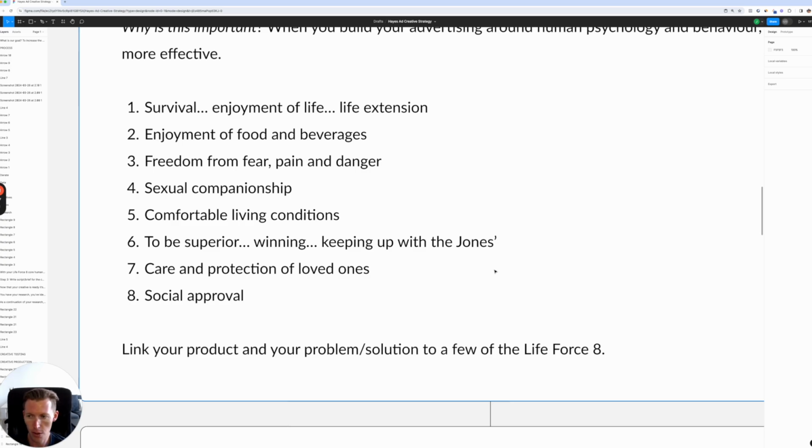Don't use all 8. It's very, very, very unlikely that your solution is going to appeal to all 8 of the life force 8. Usually it's 3, maybe 4, and really the more you can focus on one, the better, right? Because your message is going to be more potent.